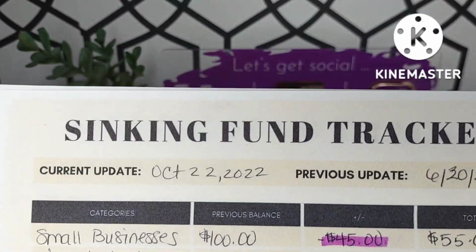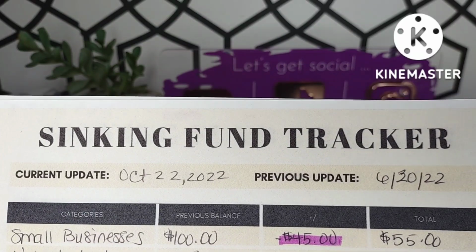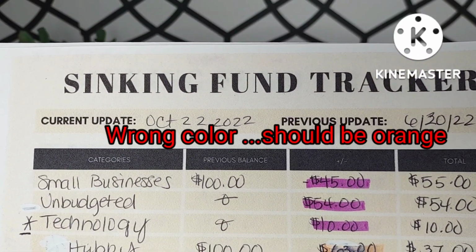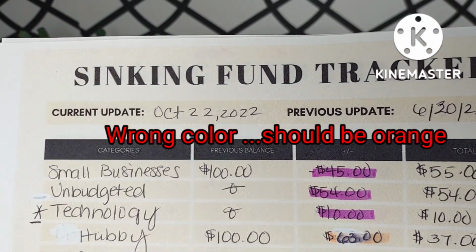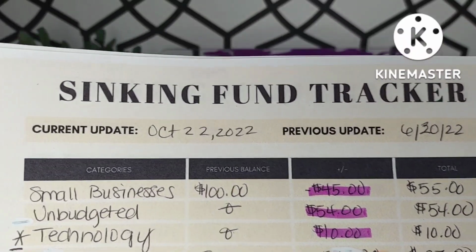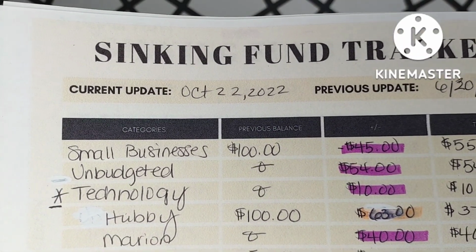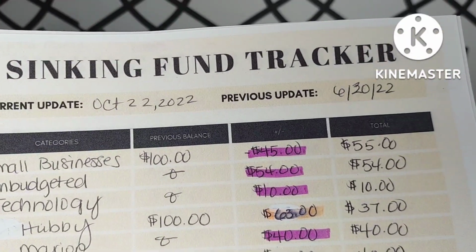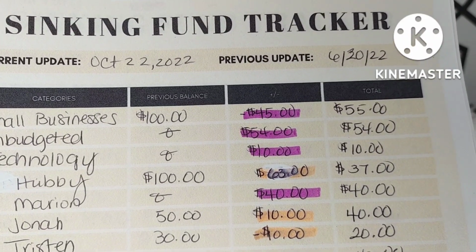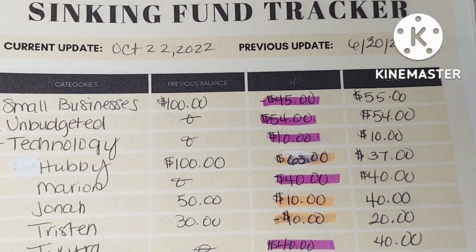On the second sheet, small businesses, when I support you guys, I ended with $100, and I now have $55, so that's a difference of $45. An unbudgeted envelope for anything that I missed had $0, and now it has $54. And technology is a new envelope, and I have $10 in there. My husband ended with $100, he now has $37, so he took out $63.